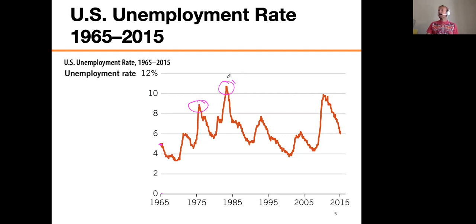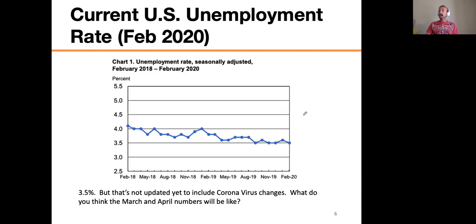And then we had a huge inflationary bubble, and it had to be popped. That's what caused this. Over here, we have a huge amount of unemployment because of the Great Recession in 2008, 2009. Let's look a little more recently. Here's the latest data that I have currently. It goes up to February 2020.